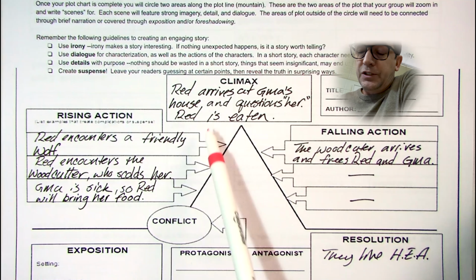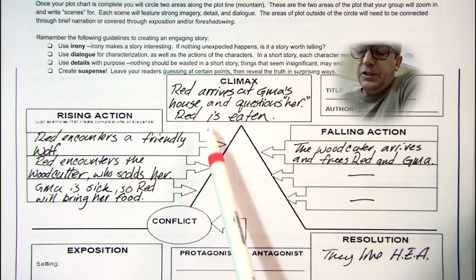Okay, so what we have here is a basic plot chart, and let me get a good pen. And this plot chart has our rising action, main beats. And what I've done is I'm just using Little Red Riding Hood as my template.